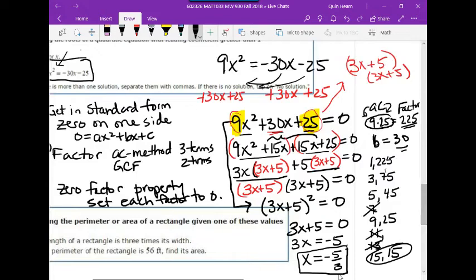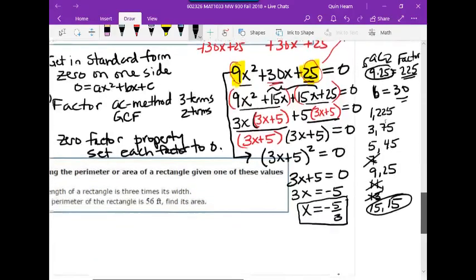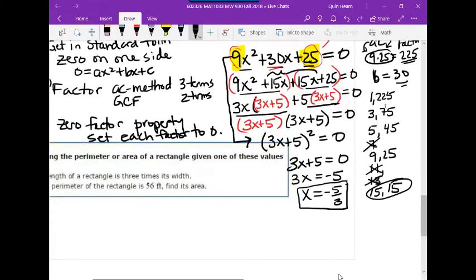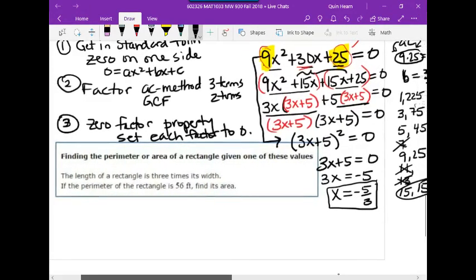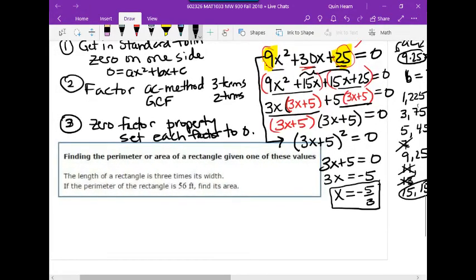Okay, if you have any questions, just type it into the chat bar. All right, we're going to do one more problem today. This one is a word problem that involves solving a quadratic equation. It says finding the perimeter or area of a rectangle given one of these values.